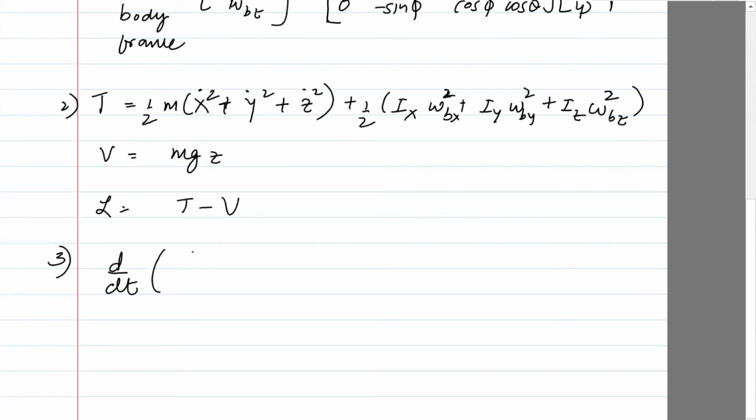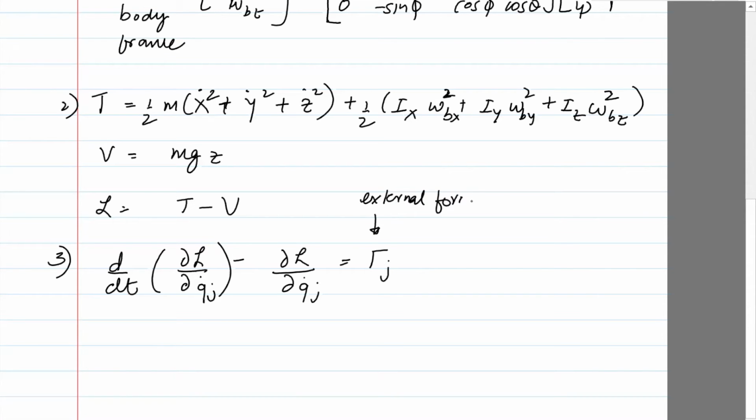So it's d/dt of dL/dq dot j, minus dL/dq j, equals, now here for the falling body there were no external forces, right? But in the case of a quadcopter, there are external forces and torques, and they should be written down on the right hand side in this equation.